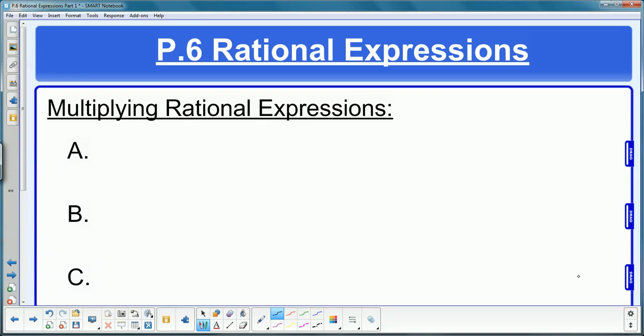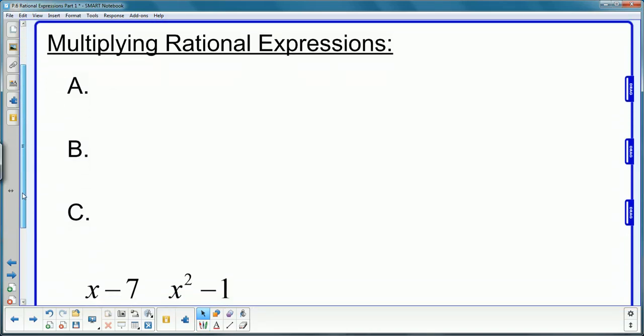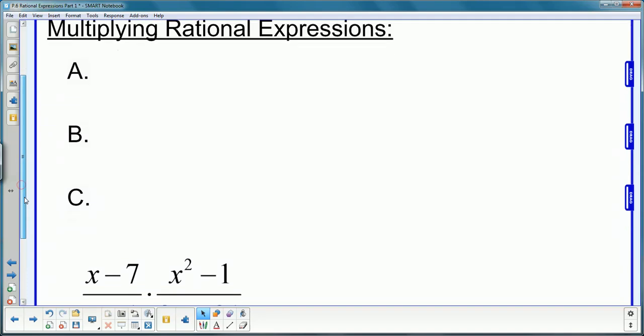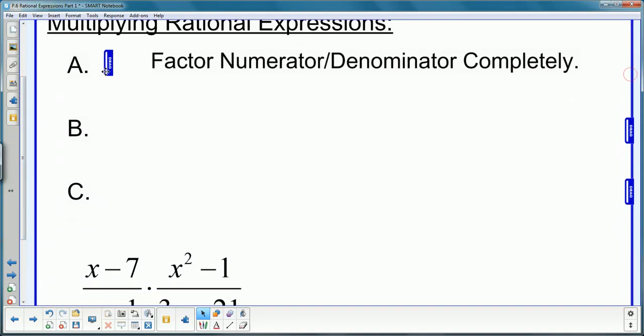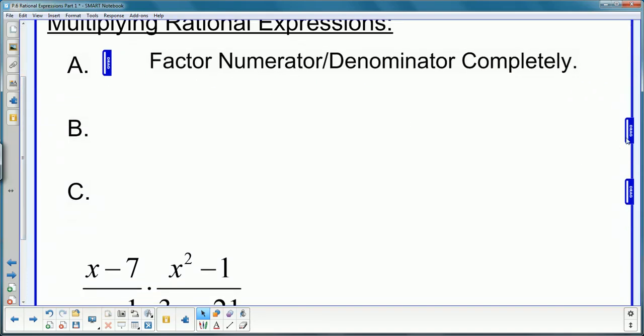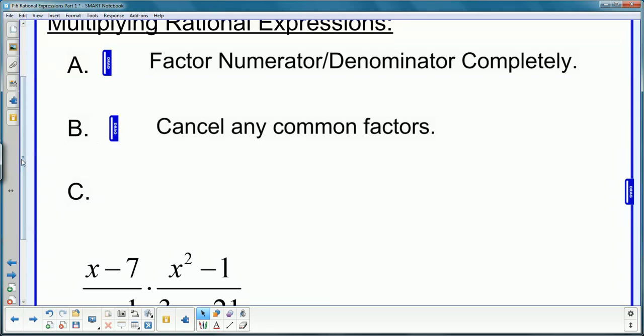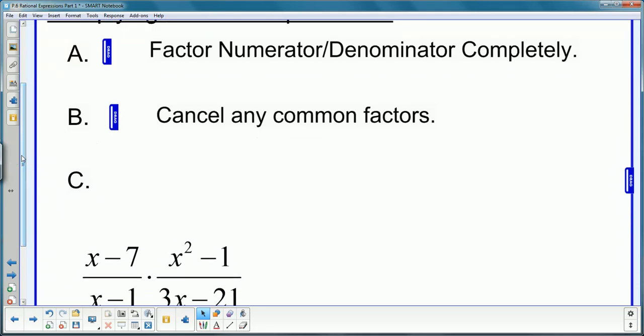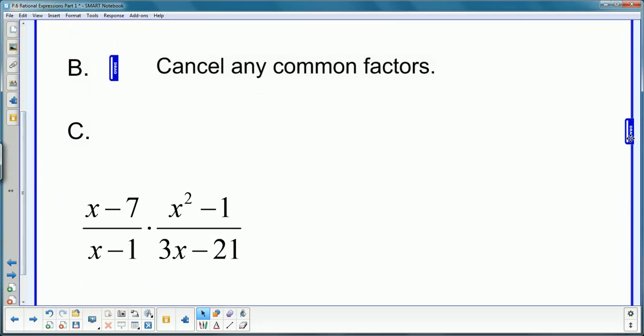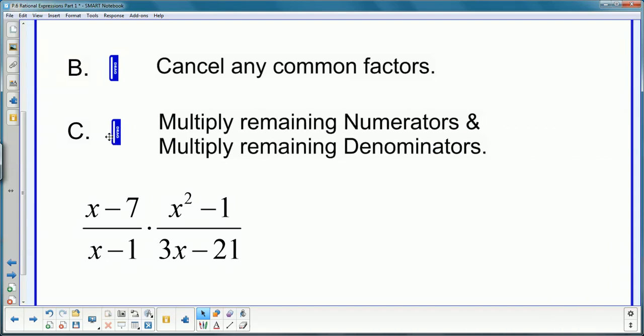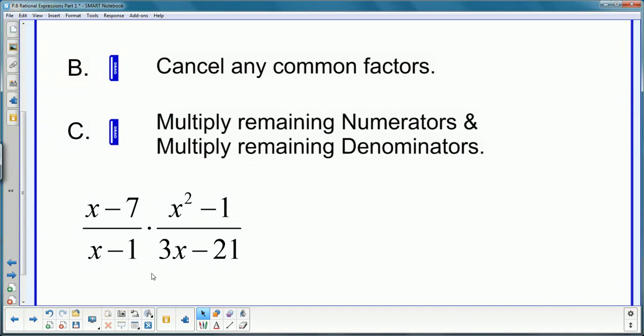Okay, so that is simplifying rational expressions. In order to multiply rational expressions, the first thing you're going to want to do is still factor your numerator and denominator completely, just like the last one. Cancel out any common factors, just like the last one. That's going to make things a lot easier as you go along. Then, just like multiplying normal fractions, you're going to multiply the numerators and multiply the denominators.